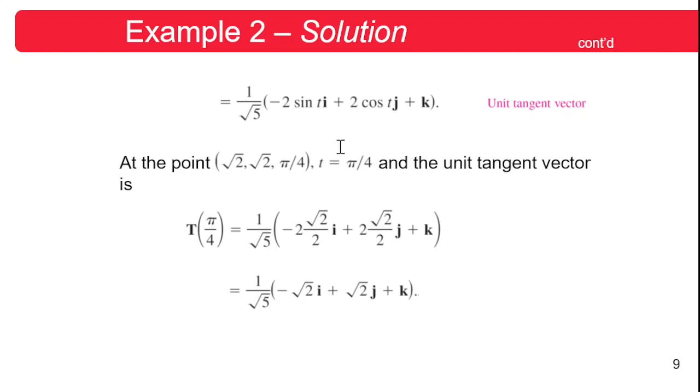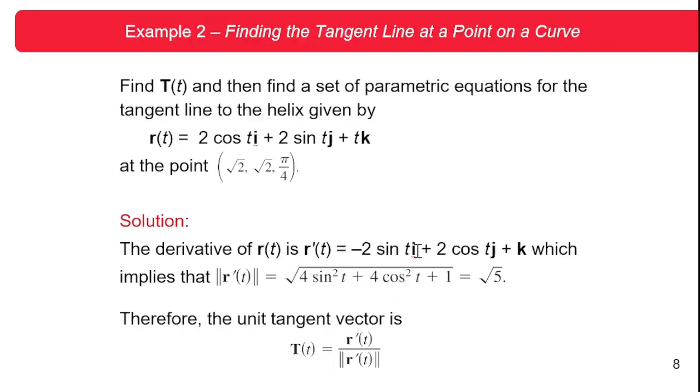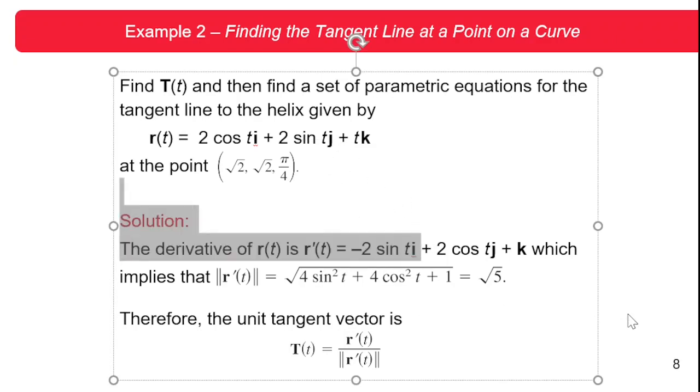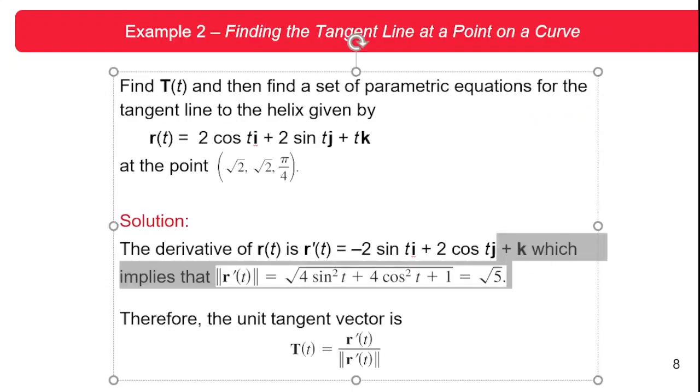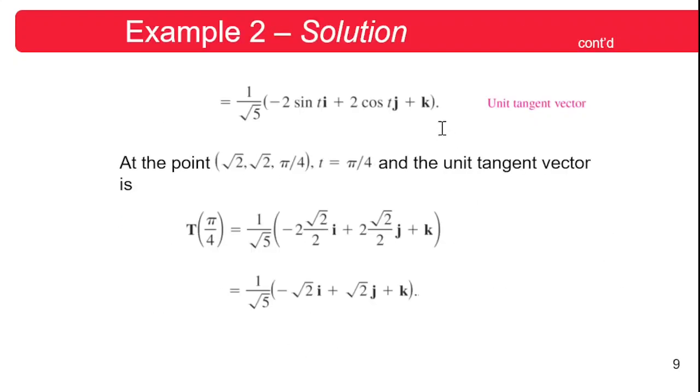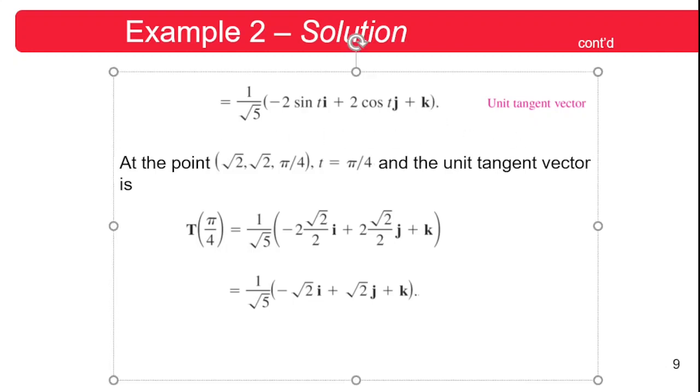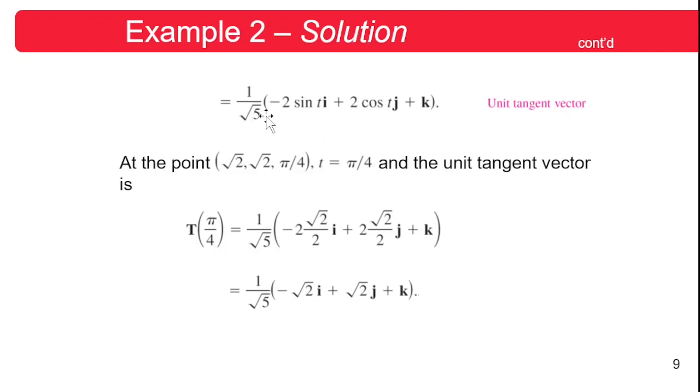Okay, so from the previous slides, this is negative 2 sine t i. That's the first component. And then for the second component, you have 2 cosine t j, plus the third component, which is k, divided by the length of the first derivative of r(t), which is square root of 5. So at this given point, (√2, √2, π/4), at t equal to π/4, the unit tangent vector is obtained by replacing all the t variables by π/4.